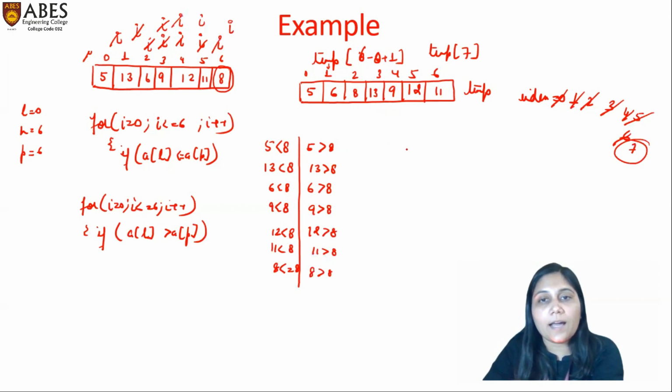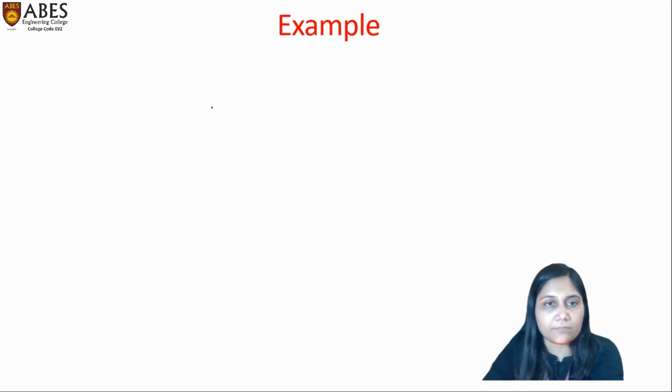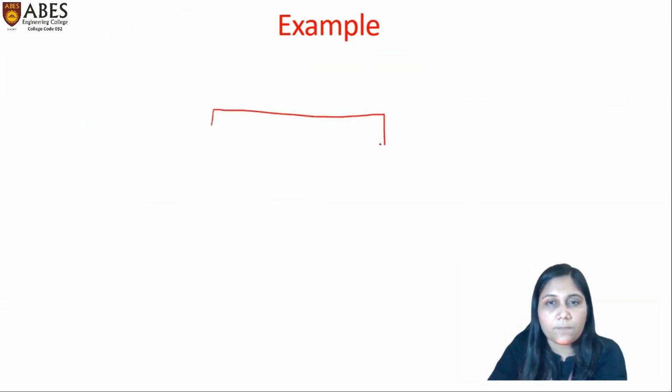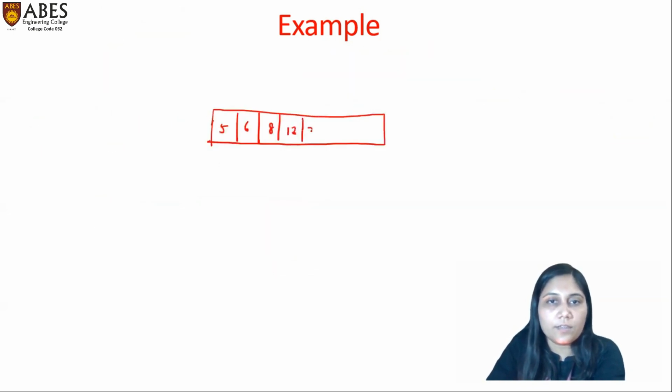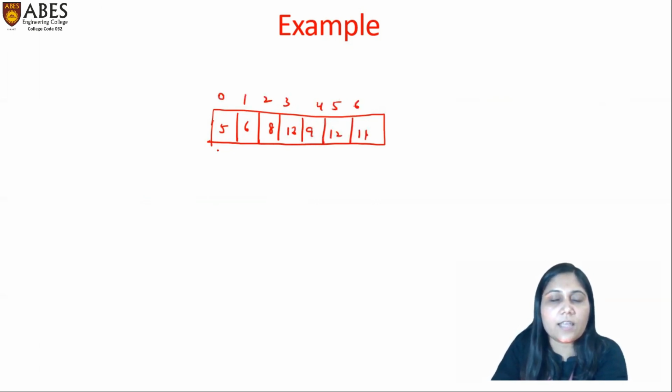Now see that we have completed. If you see the resultant array, if you compare this one, 5, 6, 8, 13, 9, 12, and 11. Okay, this is my resultant array. If you see, this is a resultant array.